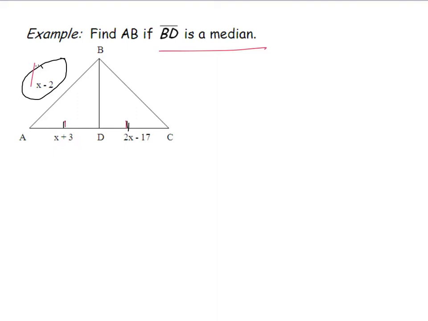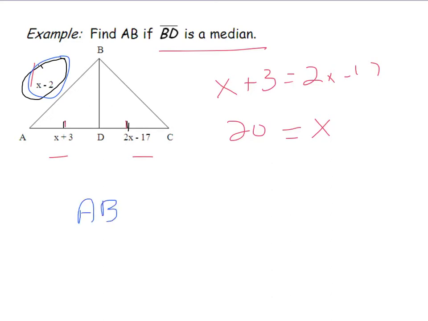So I'm going to get my x by setting these equal to each other. So I have x plus 3 equals 2x minus 17. So you end up with what, you guys? x equaling 20. Now I'm not done. Even though x is 20, I still have to find AB. So if I want AB, I have to take x and subtract 2. So 20 minus 2 gives me 18.